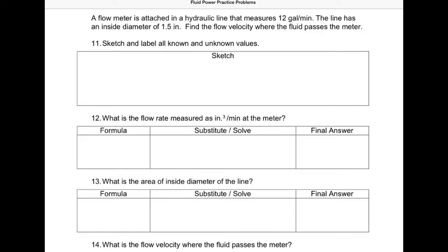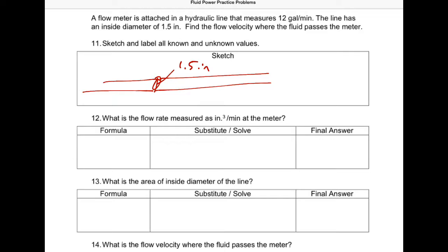A flow meter is attached to a hydraulic line that measures 12 gallons per minute. The line has an inside diameter of 1.5 inches. So we have some kind of pipe, and that is 1.5 inches. I have some pipe like this, and then there's some kind of meter.